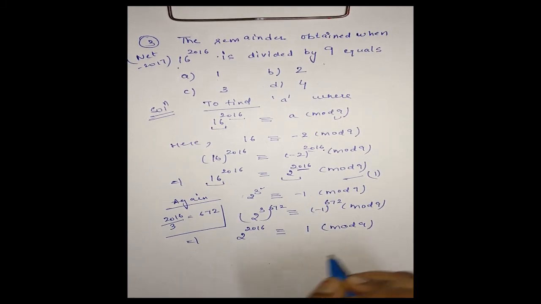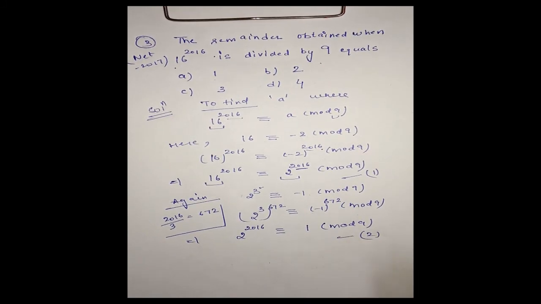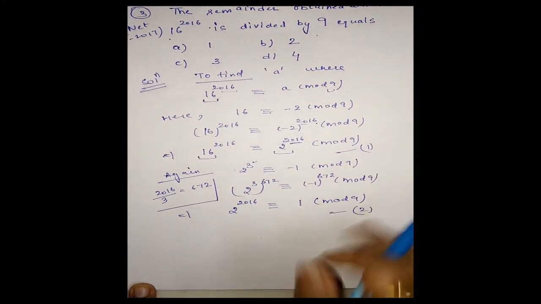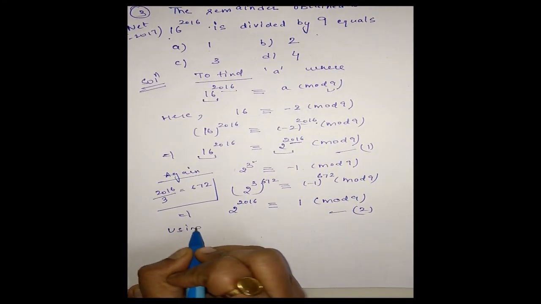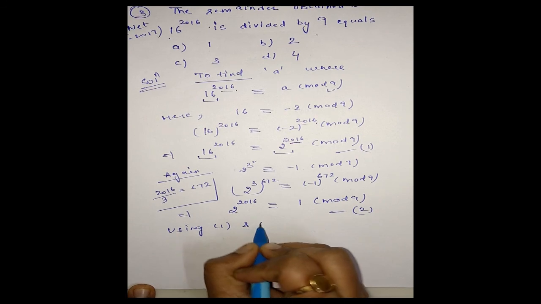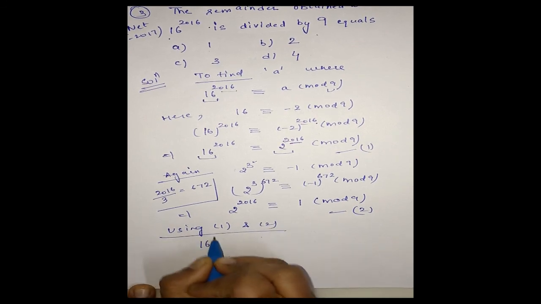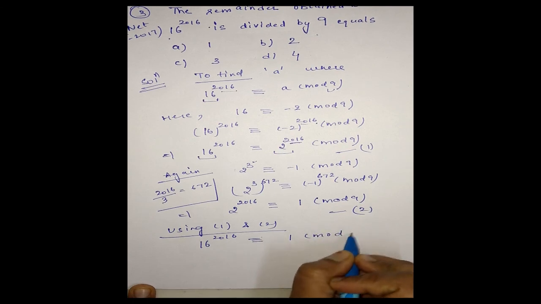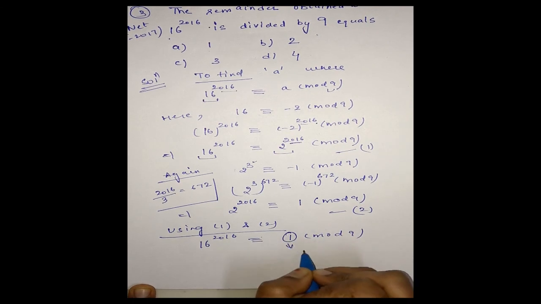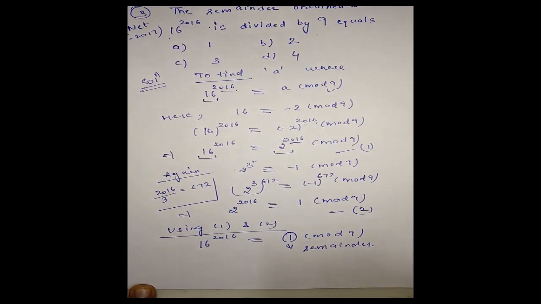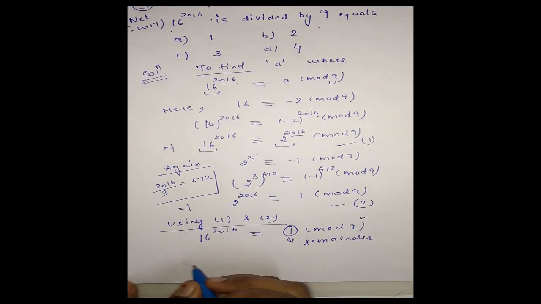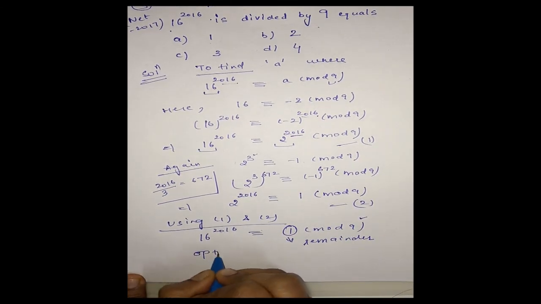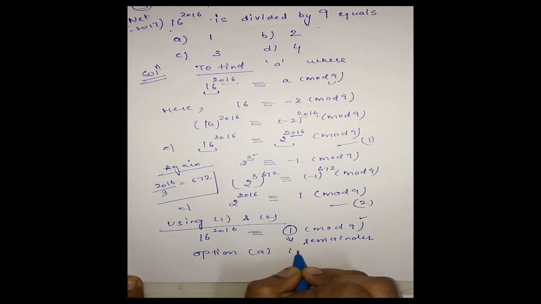Clear? Now mark this as equation number 2. Now using 1 and 2 and the transitive property of congruence relation, we get 16 power 2016 is congruent to 1 modulo 9. That means 1 is the remainder obtained when 16 power 2016 is divided by 9. That means option A is correct.